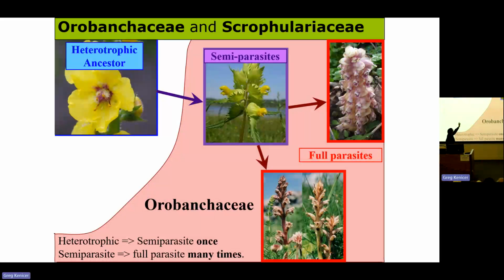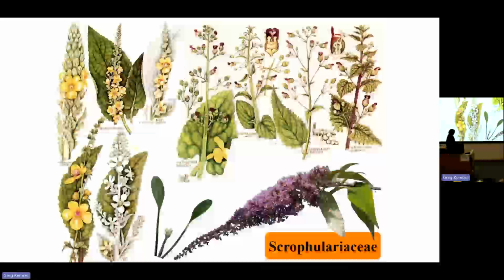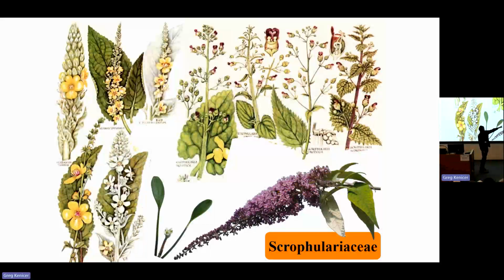And so we have one origin of being a semi-parasite and multiple origins of being a full parasite from an ancestor like that. So Lathraea, separately from Orobanchaceae, became a full parasite. So it all actually makes sense. And we have this reduced Scrophulariaceae with only about 4 or 5 genera. They have acquired Buddleia as a sort of booby prize for all of what they lost.